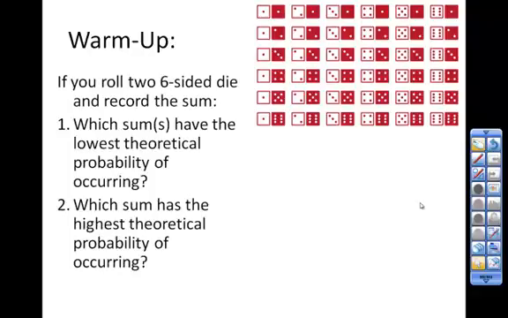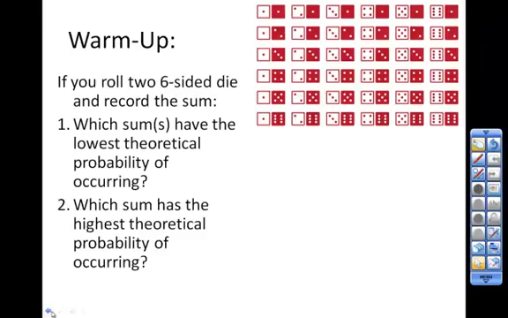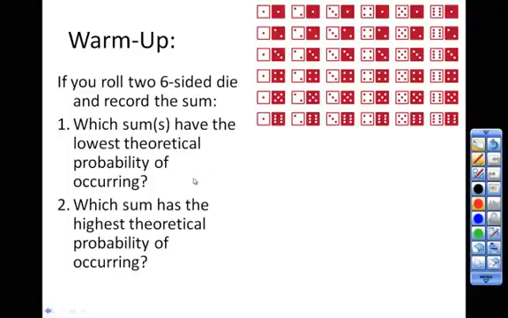And so the sums that would have the lowest theoretical probability would be a 12, or a 2. Which sum has the highest theoretical probability of occurring? Shannon? A 7. What did you find?